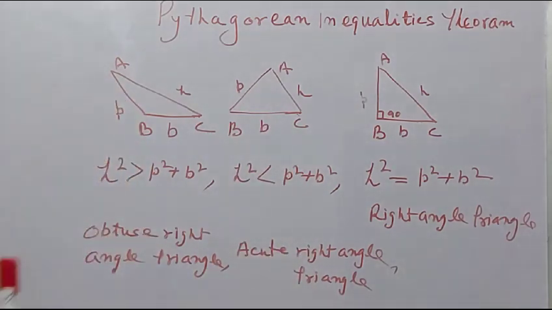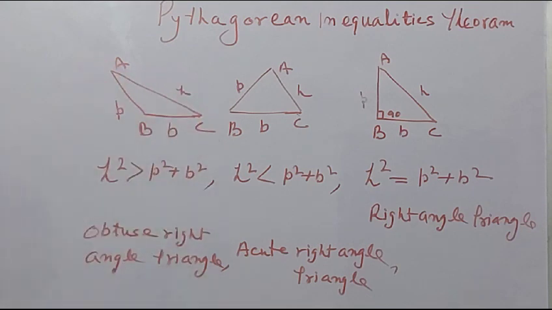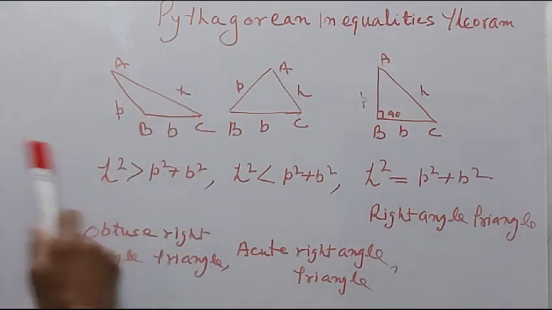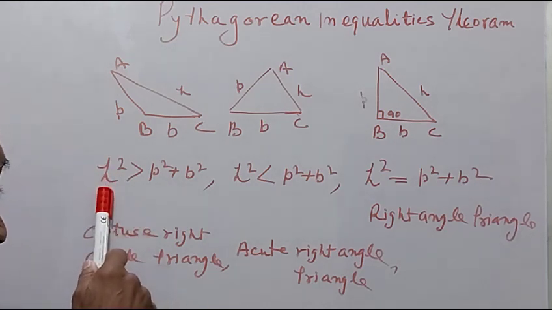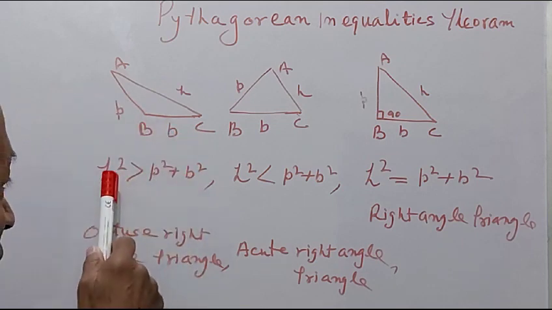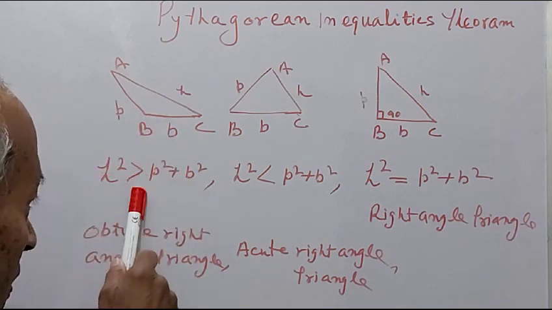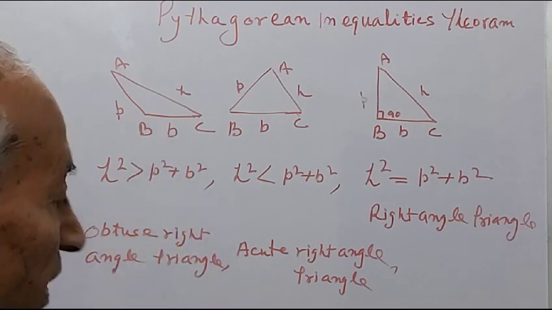Now listen again. If ABC is an obtuse triangle, here we say the longest side AC is what we consider as the hypotenuse. If the hypotenuse square, h square, is more than the squares of the other two sides, so h square is more than p square plus b square, it is known as an obtuse angle triangle.